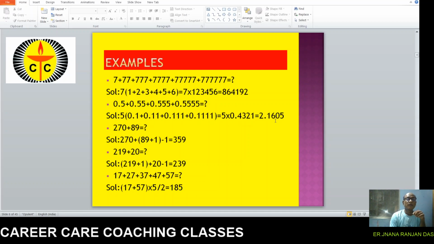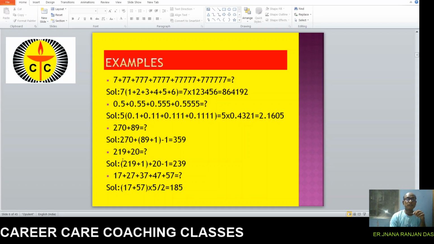Similarly, we can solve another type of question. Suppose the question is like 270 plus 89. You can write 89 as 89 plus 1 minus 1. So this becomes 270 plus 90 minus 1, that is 359.